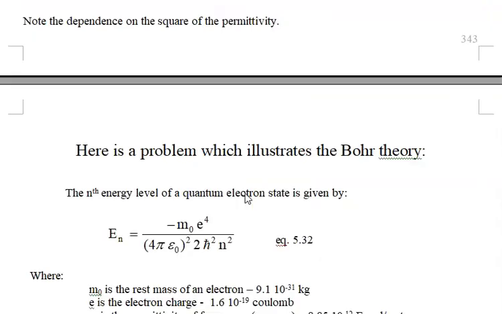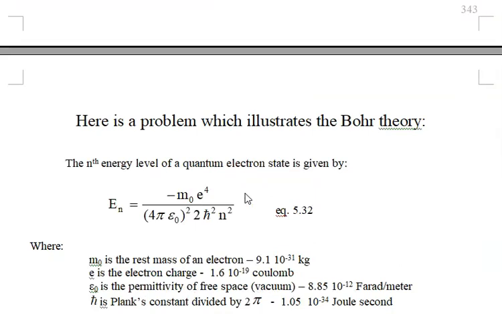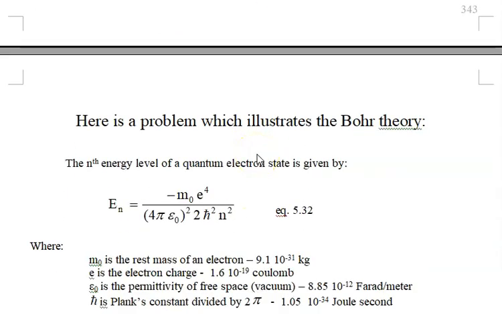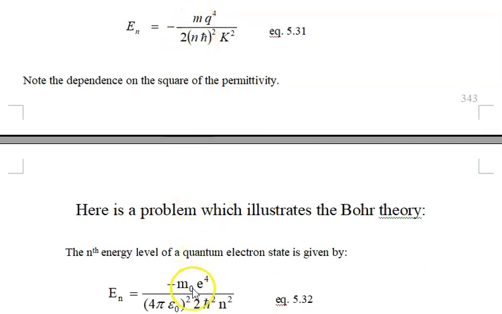atom. Okay, now here's a problem which illustrates all of this stuff and ties it all together, and we're going to actually do an example of this. I hope you'll find it interesting. We first note that the nth energy level of the quantum state, this is the net energy, is equal to m0, this is the rest mass. e is simply the electronic charge. I could have written q, doesn't matter.